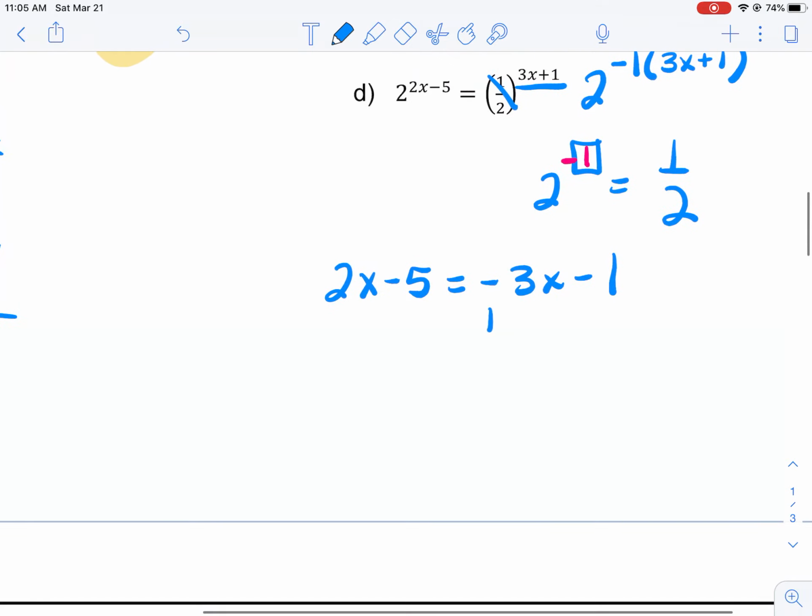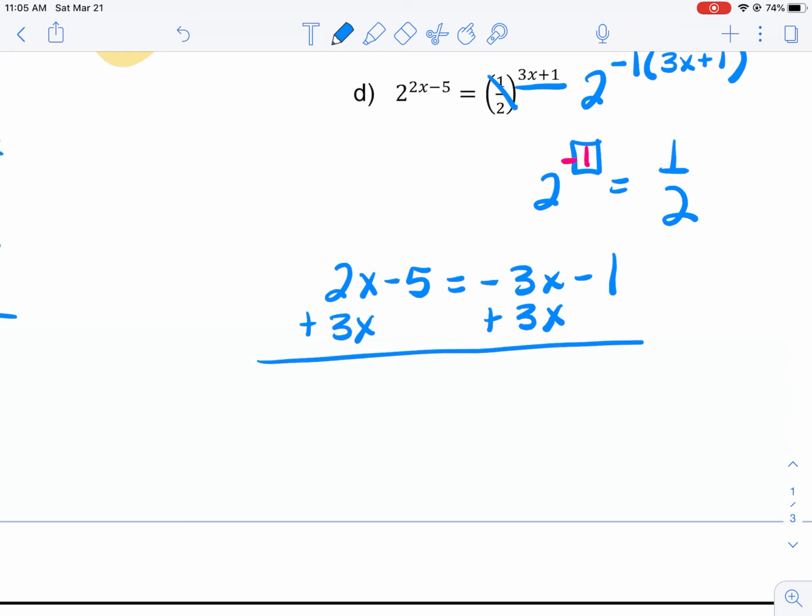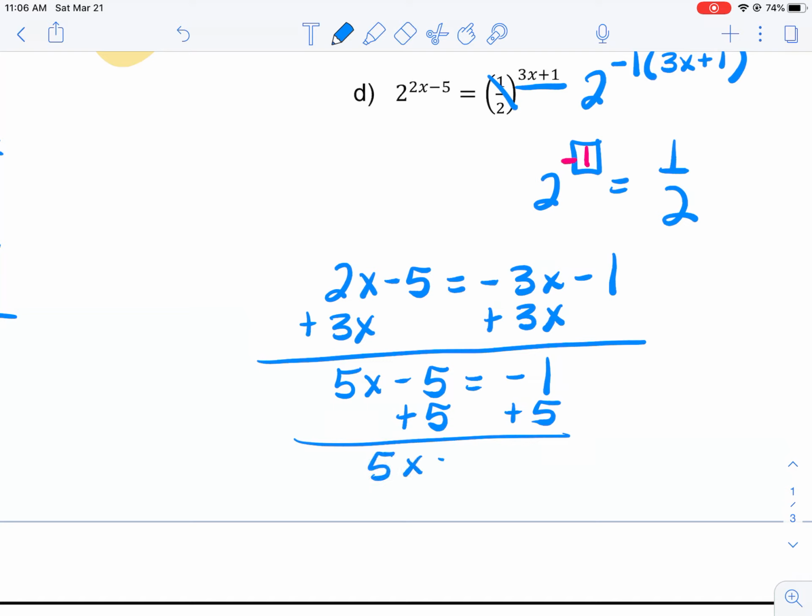Now I'm going to add 3x to both sides. And we get 5x minus 5 equals negative 1. And then I'm going to add 5 to both sides. 5x equals 4. Divide both sides by 5, and x equals 4/5.